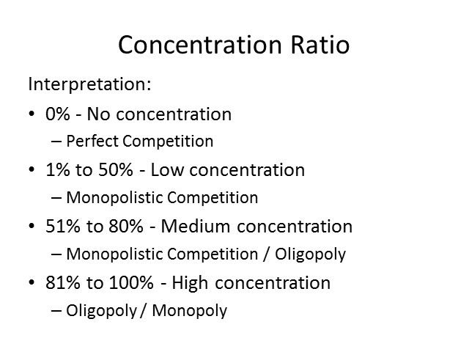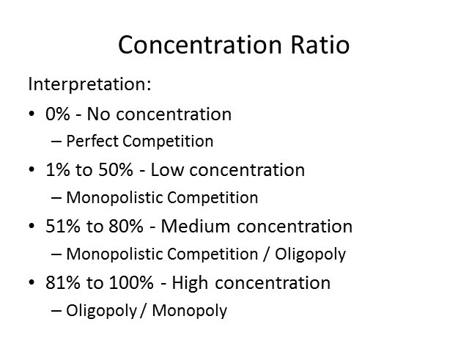If the concentration ratio is 0%, there is no concentration and is interpreted to mean perfect competition. If the concentration ratio is between 1% and 50%, there is a low concentration, and the market type associated with a low concentration is monopolistic competition. If the concentration ratio is between 51 to 80%, there is medium concentration, and the two market types that are associated with medium concentration are monopolistic competition and oligopoly.